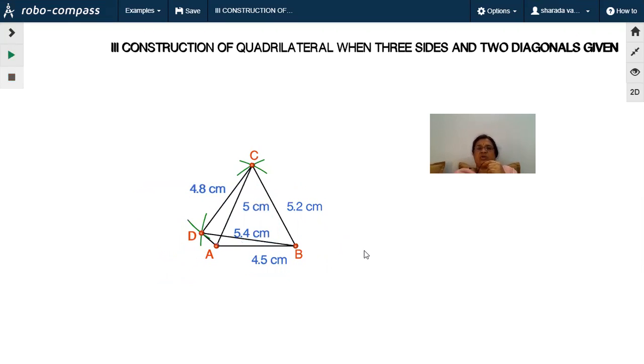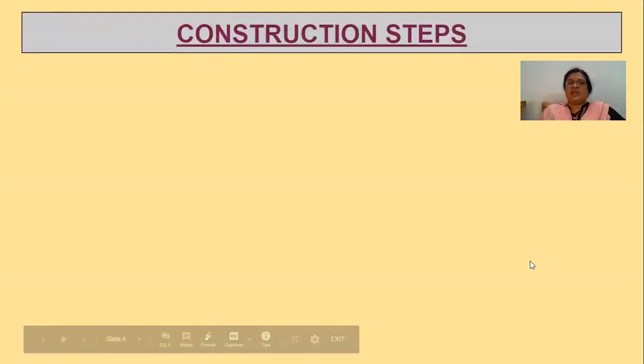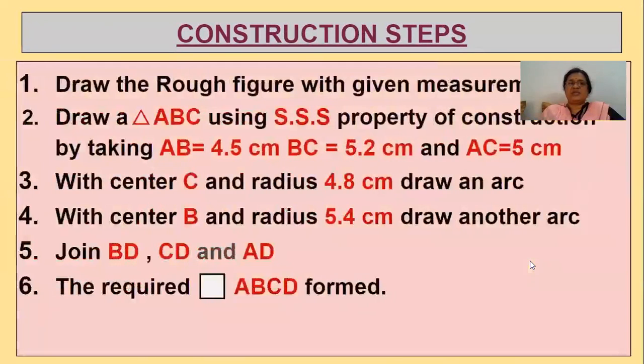So this is all about the construction when three sides and two diagonals are given. So here also 5 measurements are essential to construct a quadrilateral. So this is all about the construction. Now let us write the construction steps. So these are the construction steps.